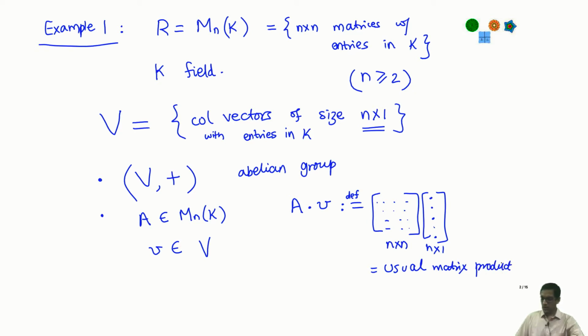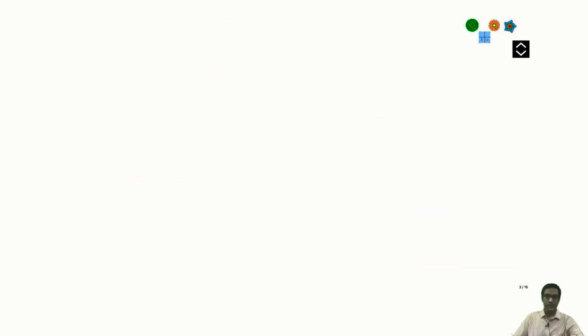Now the result is of course an n cross 1 matrix again, or a column vector. So let's just denote it as Av, the usual matrix product. The answer, of course, is again a column vector of size n cross 1, so that's again an element of V. So this is the definition of the scalar multiplication, and it's easy to check all the axioms. I claim that this makes V into an R-module.